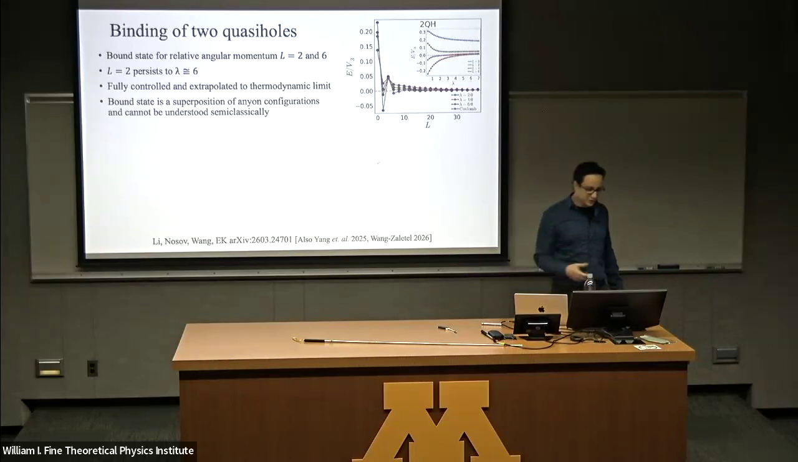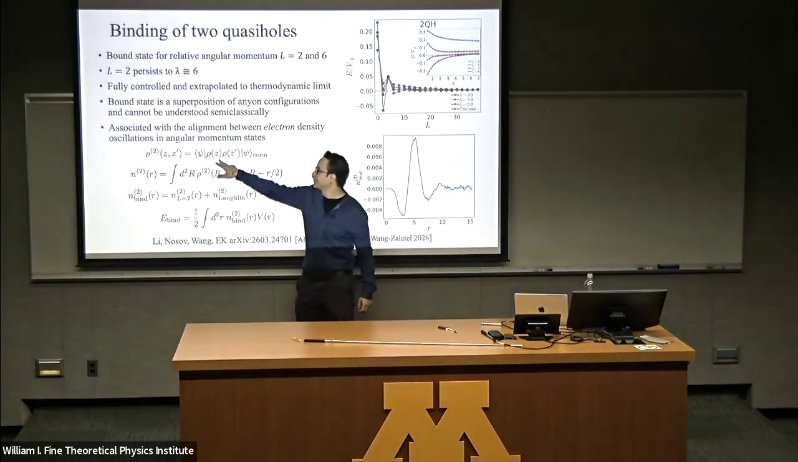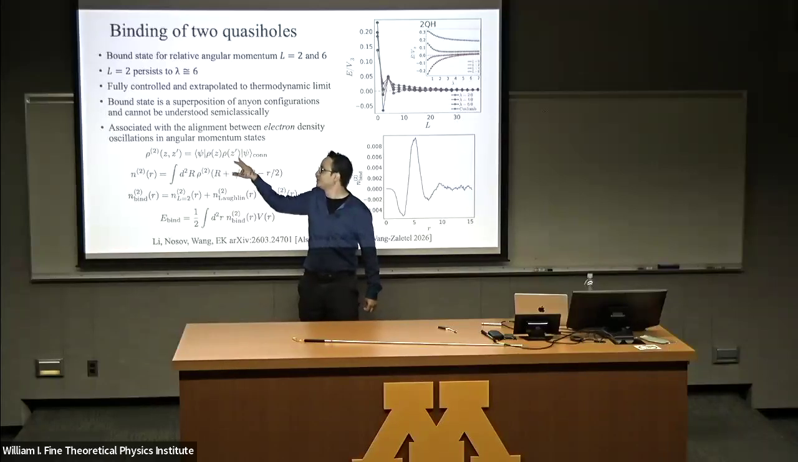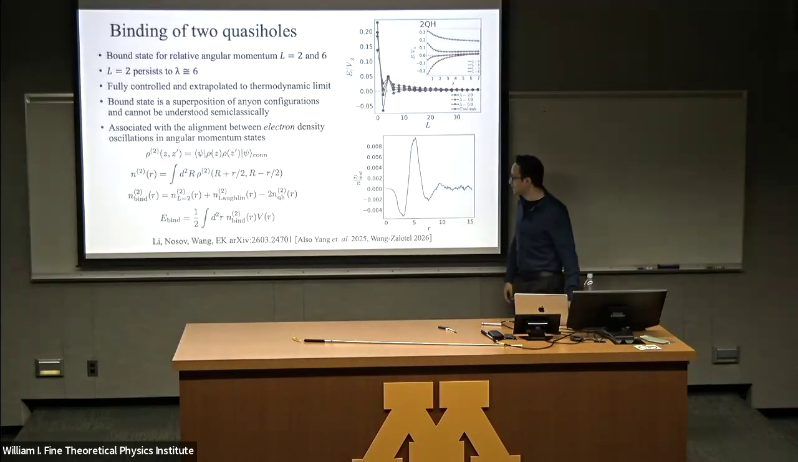I want to emphasize that this bound state is a momentum eigenstate, so it's a superposition of these states. If you look at just any fixed classical configuration, you find that the energy is positive, but there is a superposition that benefits from this quantum geometry or Berry curvature. And there is a way to see it in terms of electron density. If you look at the electron density correlation function in this bound state, you'll find that it has a dip at short distances.